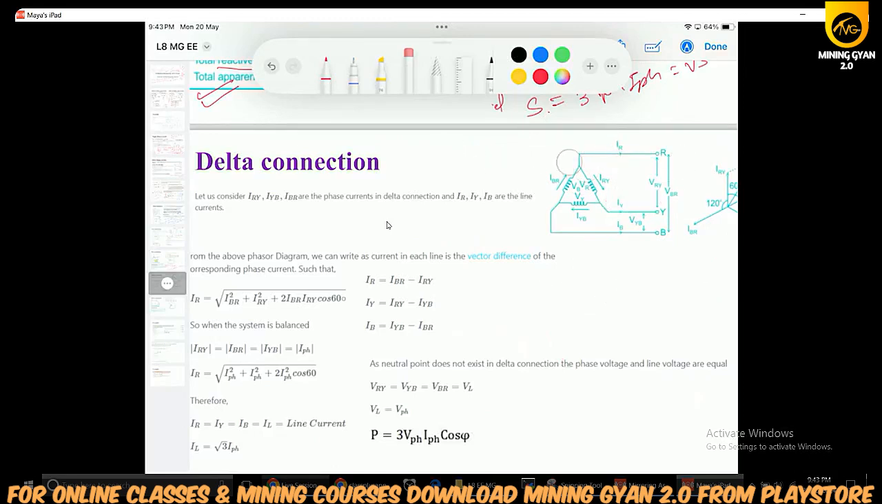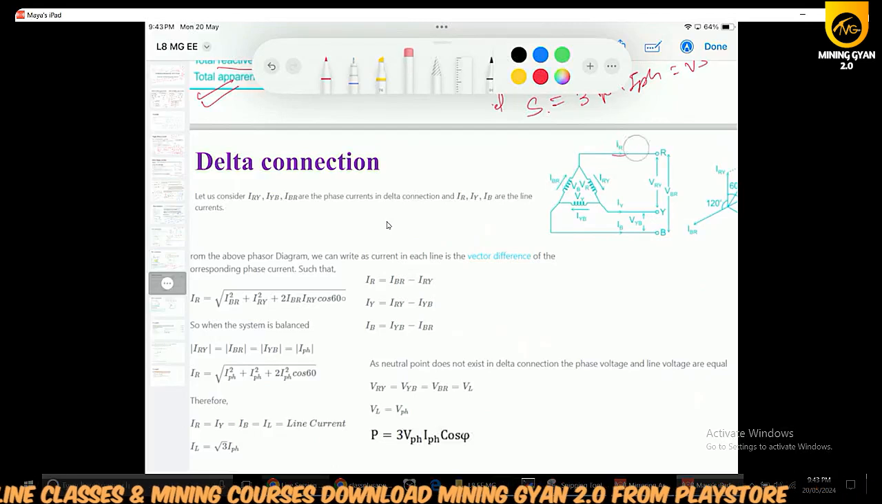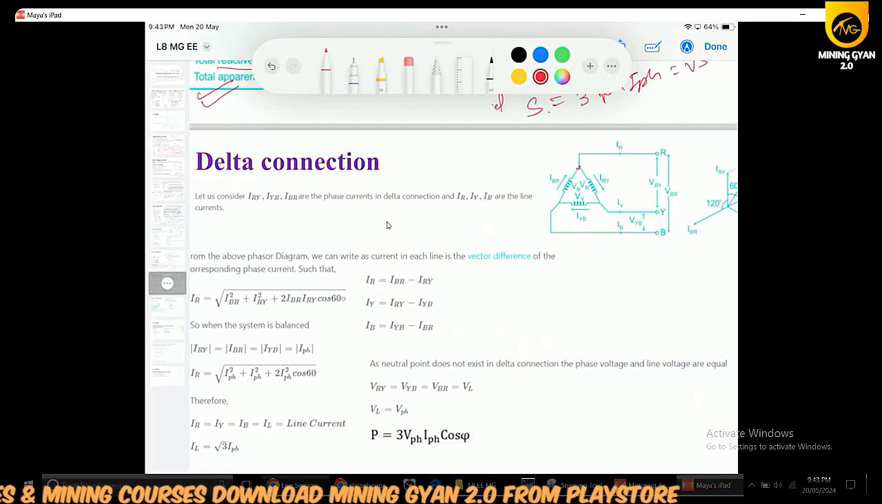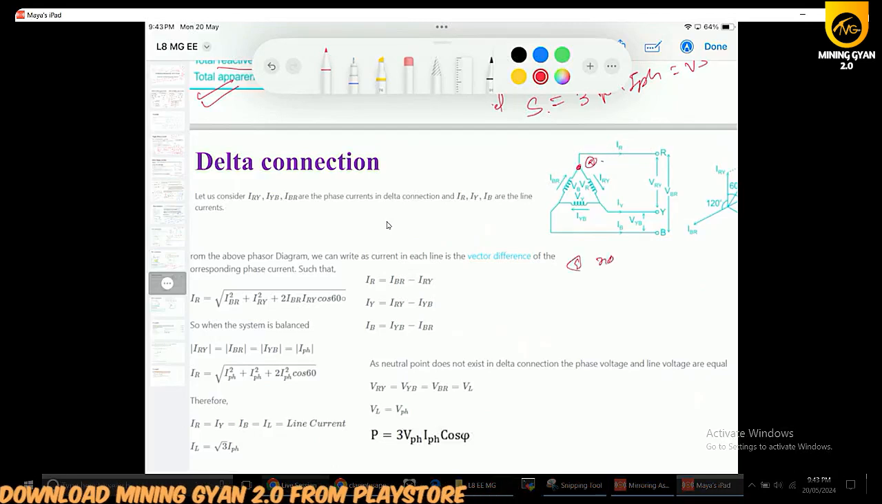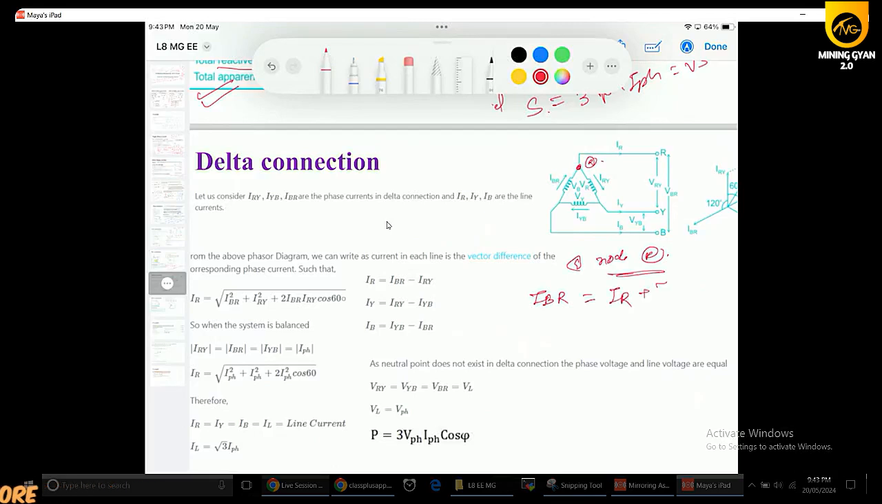But the line current and phase current will be different, because if you apply the KCL at this node, let us say this is the R node. At node R, the KCL equation will be: sum of the incoming currents equals sum of the outgoing currents. IBR will be equal to IR plus IRY. So IR, that is your line current, equals IBR minus IRY.